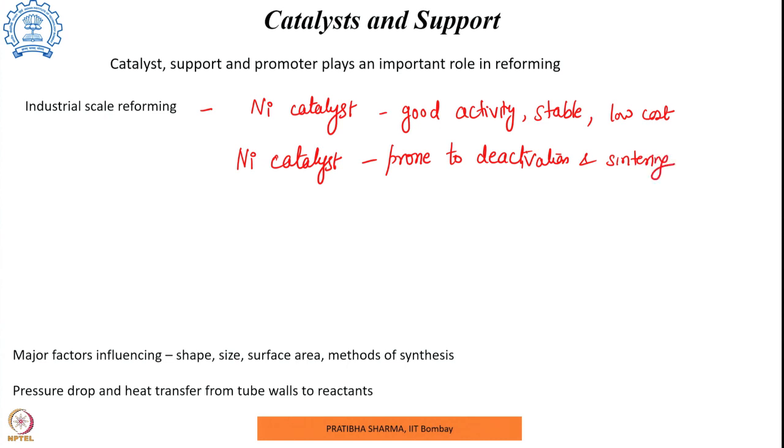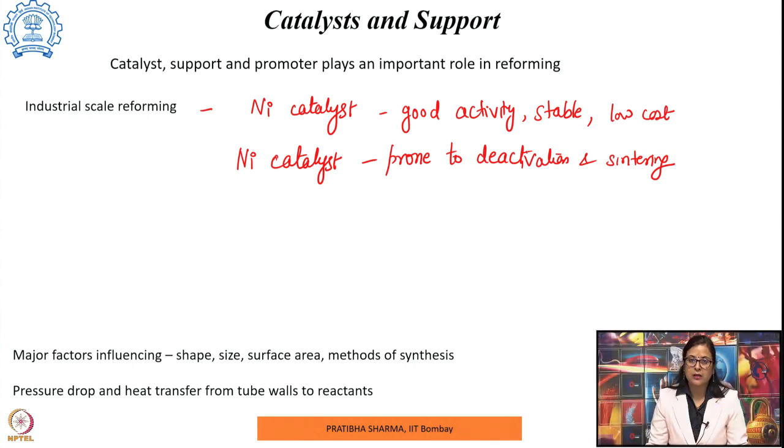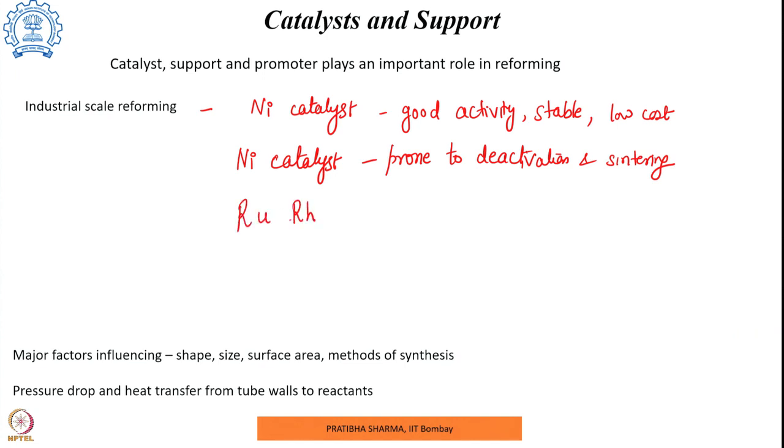So, there are several other catalysts which have also been looked at by researchers, including the noble metal catalysts: ruthenium, rhodium, iridium, platinum, palladium. These are the catalysts which have also been looked at for the reforming reaction. But the major issue that comes in while using them on an industrial scale is the high cost of the catalyst.